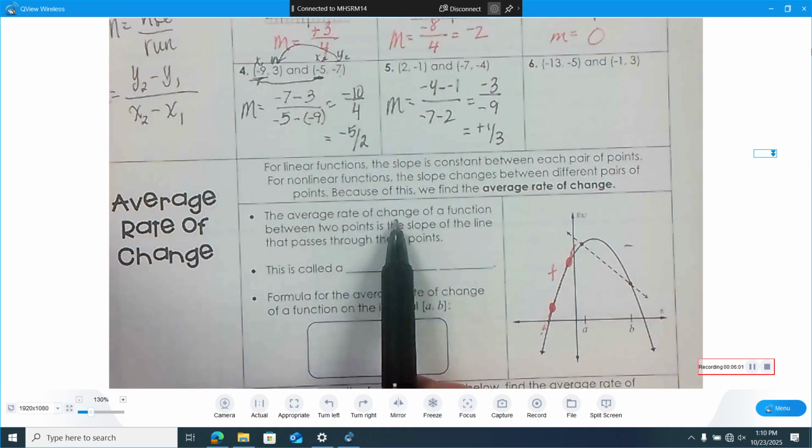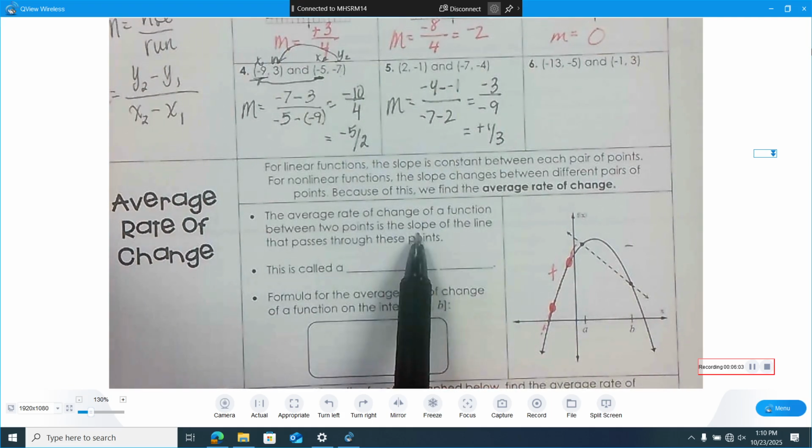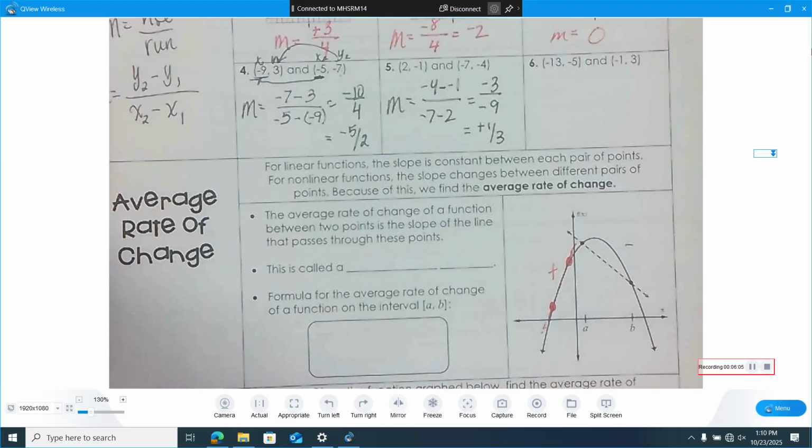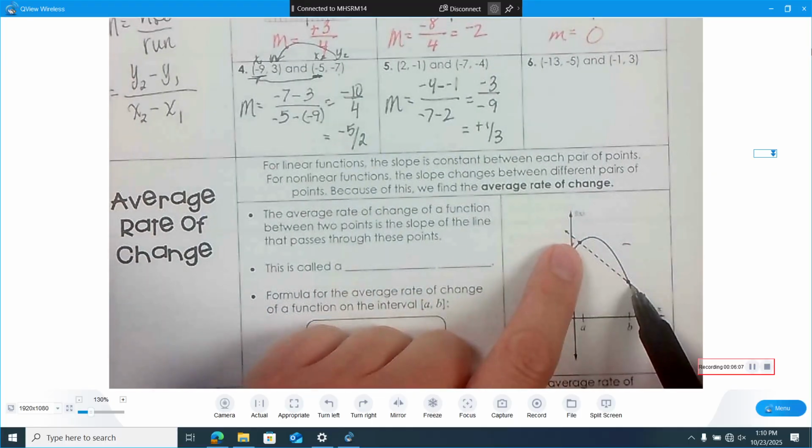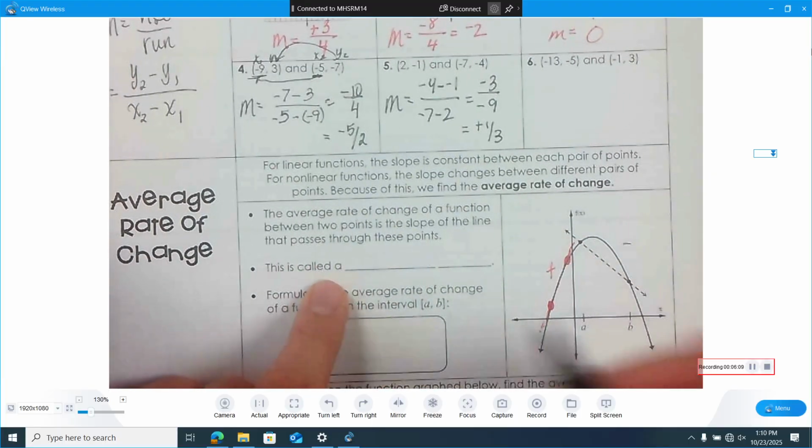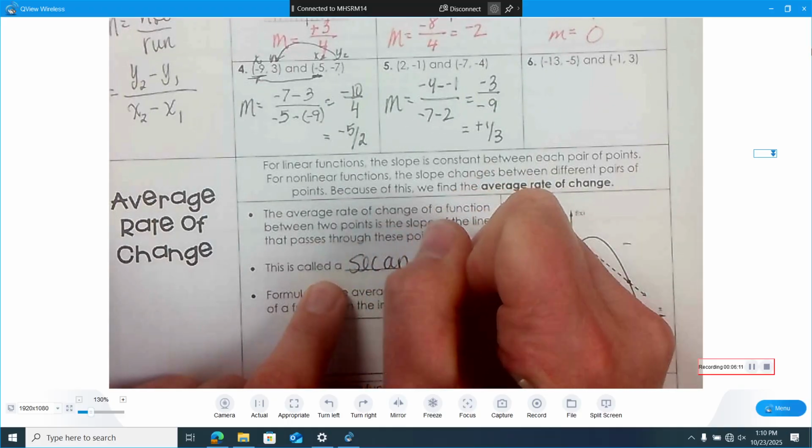So the average rate of change of a function between 2 points is the slope of the line that passes through those 2 points. This is called a secant line.